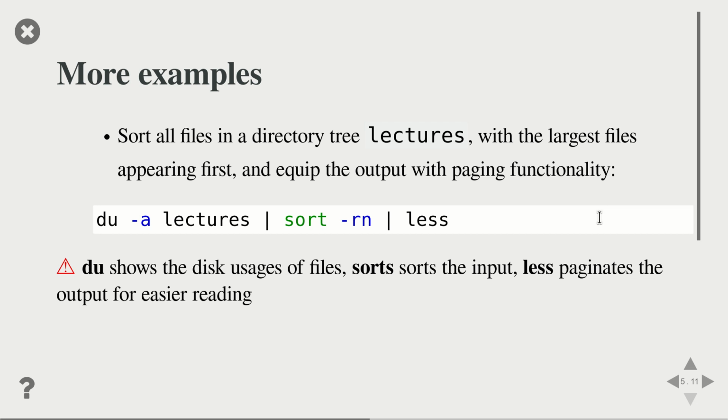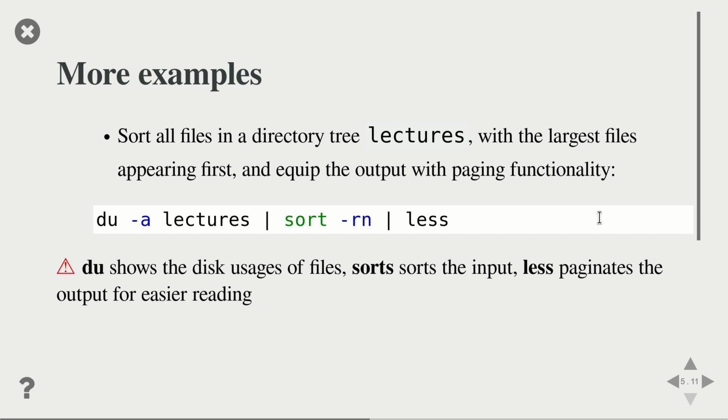So what I did is I sorted all files in this directory, lectures, in such a way that the largest files appear first. And then because there are so many files, they would just fill up my entire screen, I use a paging functionality so that I can scroll up and down on the screen. less provides that. So okay, the way you do that is du, disk usage, shows the file usage of every single file. It does it recursively. That's why I have the -a here, and this is the folder that I'm interested in.